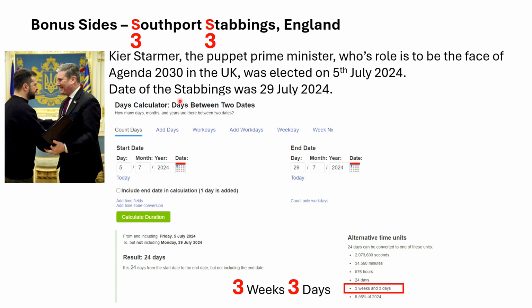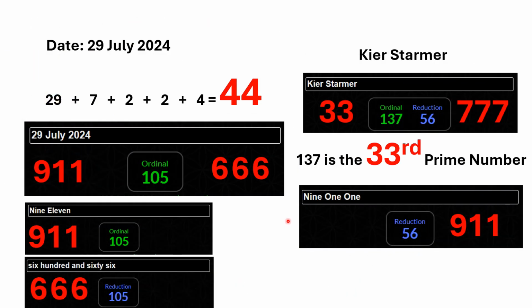The date of the stabbings, as I said, was the 29th of July. If we look at the time between those two dates, it's 24 days. 24 days is 3 weeks and 3 days for 33. Now, the date, 29th of July, if you add up all these numbers, I've left out the 0, it does come to 44 for death doors for the kill number. If we look at the 29th of July 2024, we've got that 105 again for 9/11 and 666. So it's just showing you where they come from.